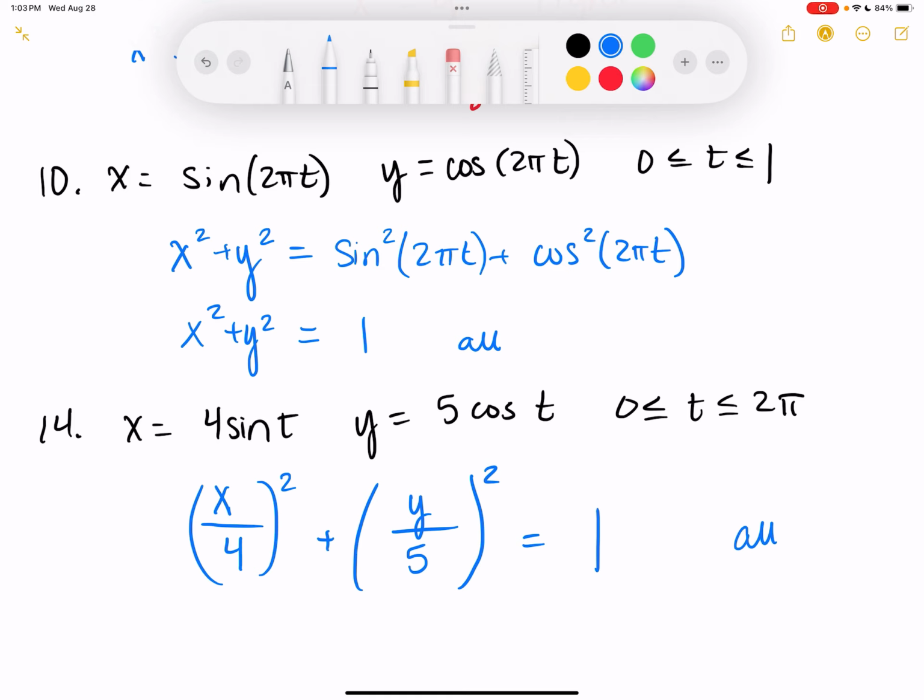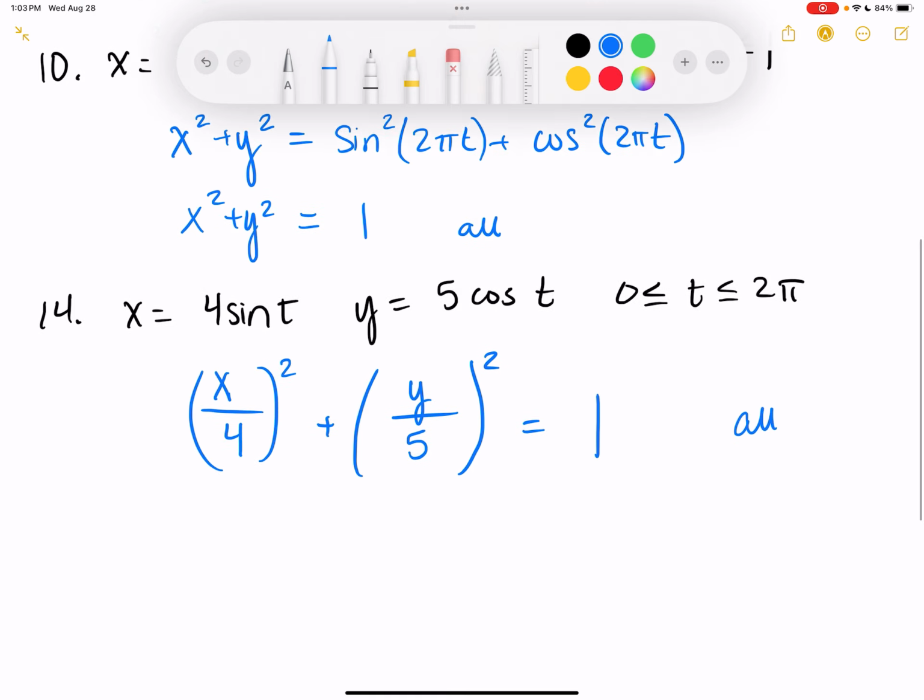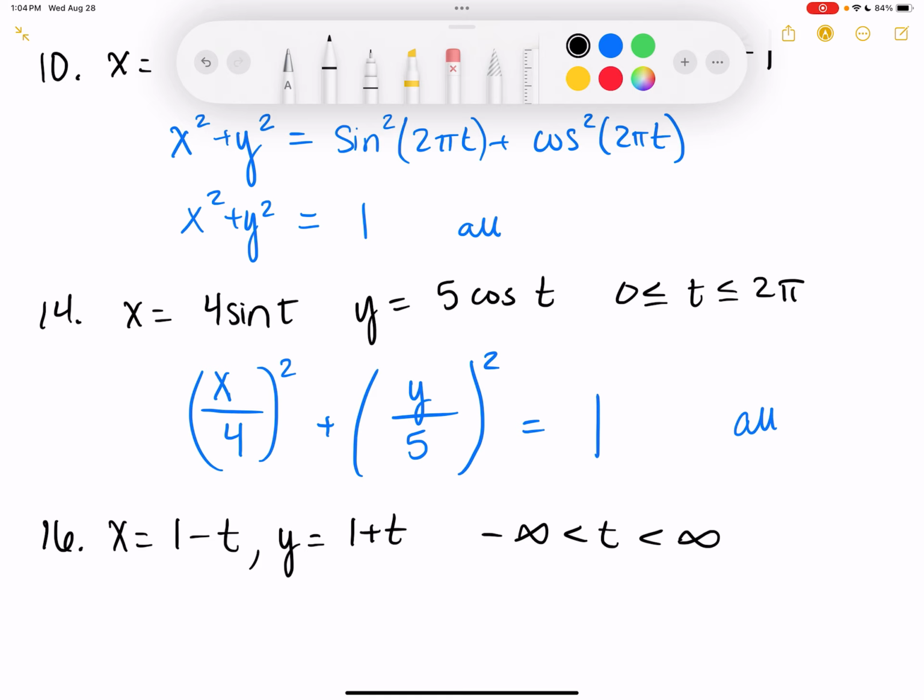And an ellipse is also going to take on all values. Let's see. Flip my page. Okay, number 16. X equals 1 minus t, y equals 1 plus t, and we have negative infinity less than t less than infinity. So t is basically almost anything, or does that mean it could be anything? T can be any value then.